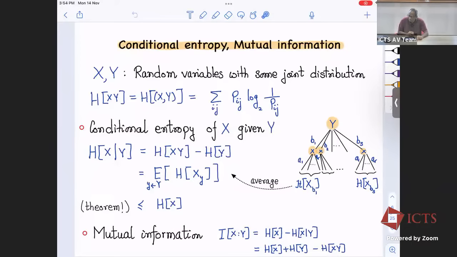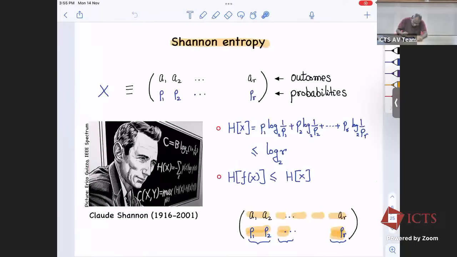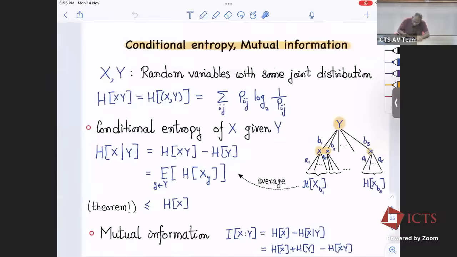Now there's also something called mutual information, that is, how much information is common between these two random variables when they have a joint distribution. It's given by this formula. When we need to use it, I will tell you more about it. But it exists, and it was here in this picture, so I thought I should tell you.